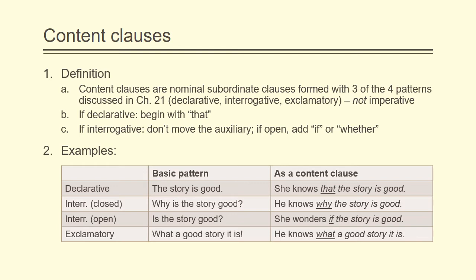As a closed interrogative, we have the basic pattern, is the story good? And this becomes, in a content clause, she wonders if the story is good. We could also say whether the story is good. And finally, the basic exclamatory pattern is, if you remember, what a good story it is. And as a subordinate content clause, that might become something like, he knows what a good story it is.